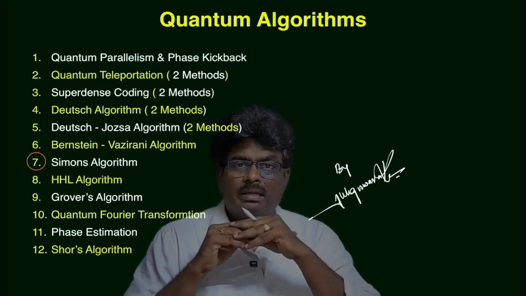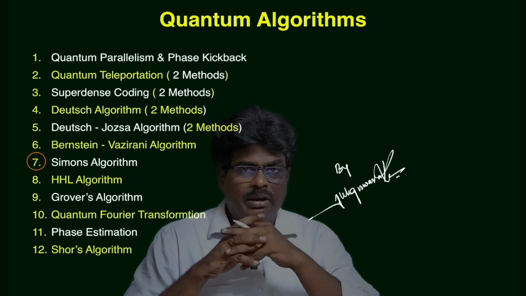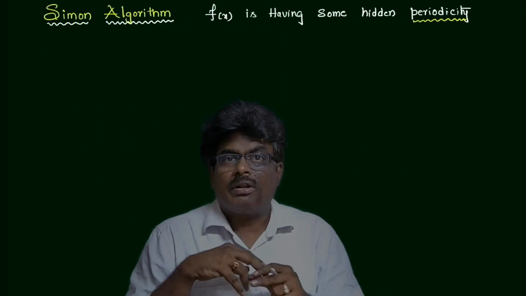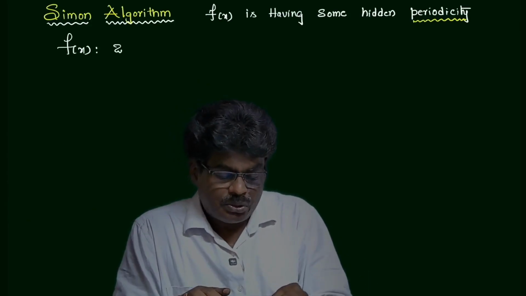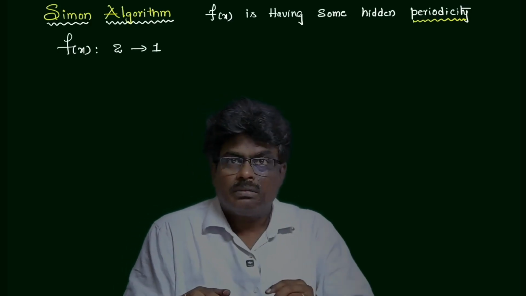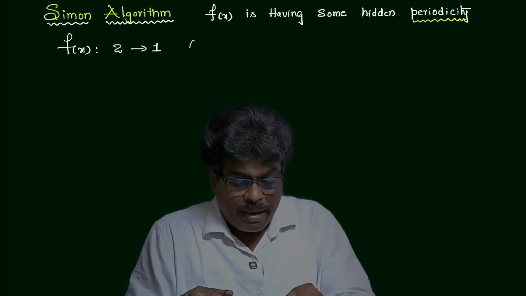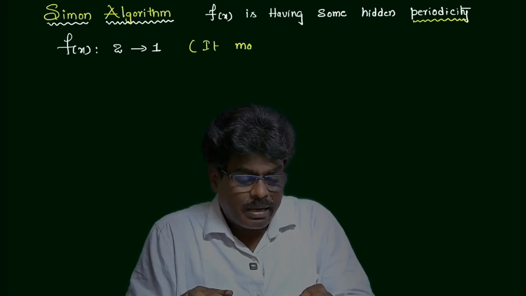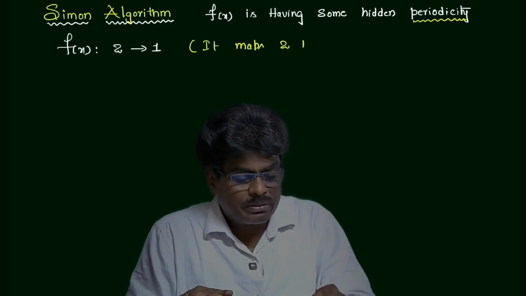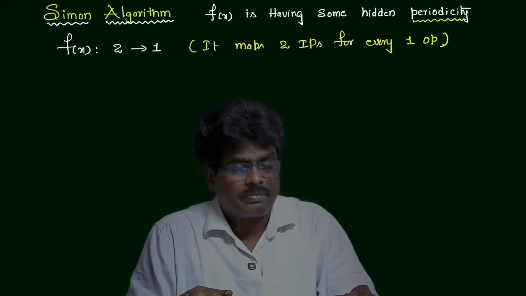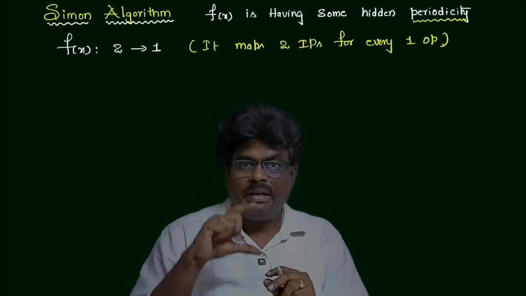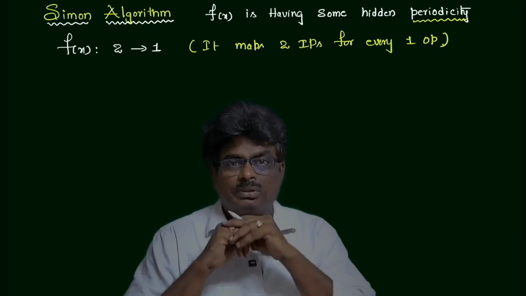In this seventh part, I am going to discuss Simon's algorithm. So what is this Simon algorithm? Let us suppose we have a function f of x which is a 2 to 1 function. What is the meaning of this? It maps two inputs to every one output. That means two different inputs have the same output.